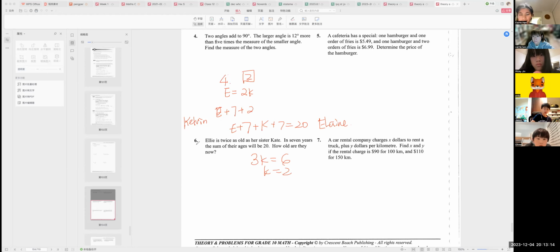Wait, no. 20 minus 14 equals 4, and then 4 divided by 3 equals 3 over 4. Okay, so we have 7 years, so we're both going to age up by 7, which is 14. The sum of their ages will then be 20 in 7 years. So let me draw. This is what I think, okay?